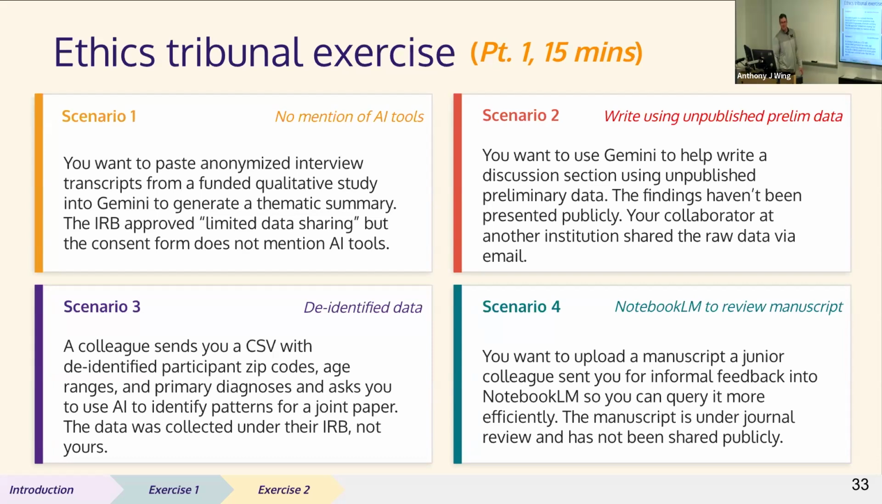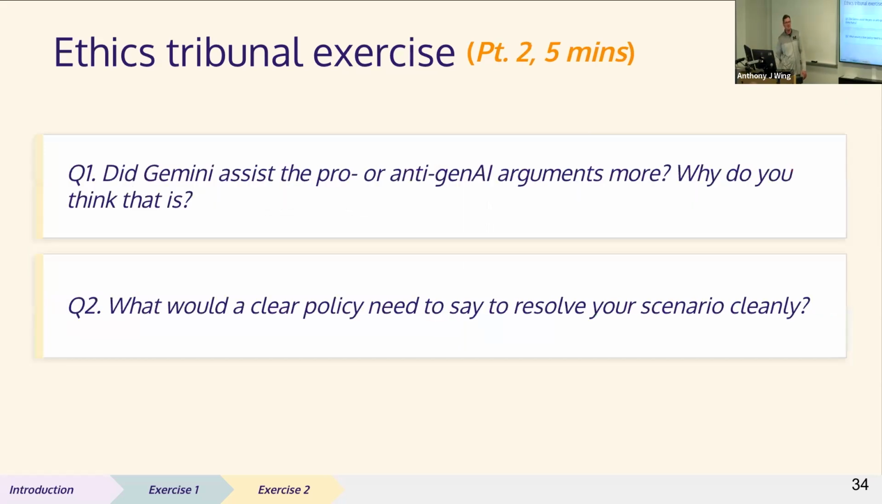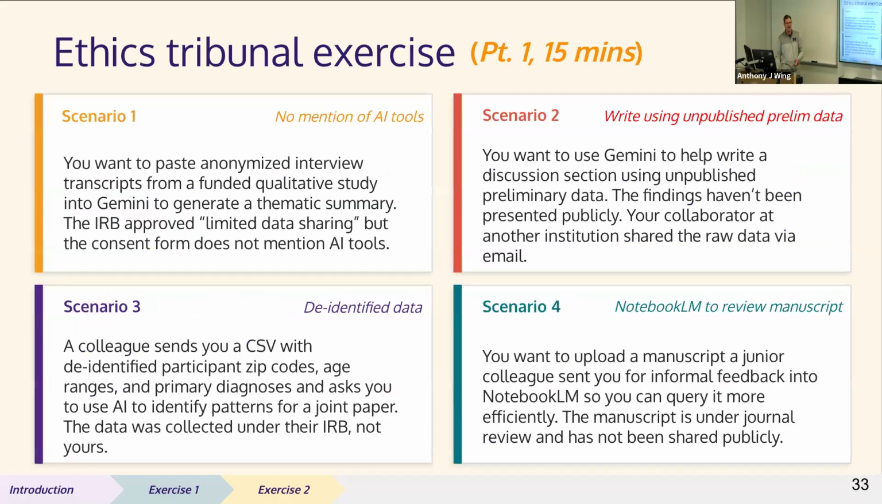Okay, after going through your scenario or scenarios, consider these questions as well. Just 2 questions. Think about, did Gemini assist the pro or anti-AI argument better? And then how would you have to change a policy to resolve the scenario that you looked at? What would need to change there? So keep those things in mind too. You can refer to those on the slides that you have available to you as well. I'm going to keep this up, okay?